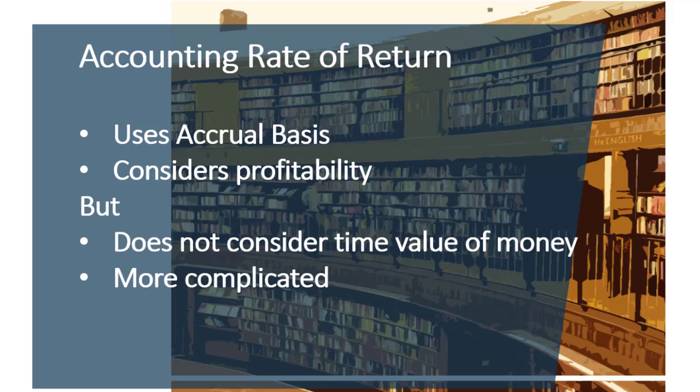Again, the cash flows that come in later on in years 2, 3, 4, and 5 are given the same weight as cash flows that come in on the first year. The time value of money says that that's not accurate. In time value of money, we say getting money sooner is better than getting money later because we can utilize it sooner. So not considering the time value of money is a big weakness. The accounting rate of return is also more complicated to calculate than the cash payback period.